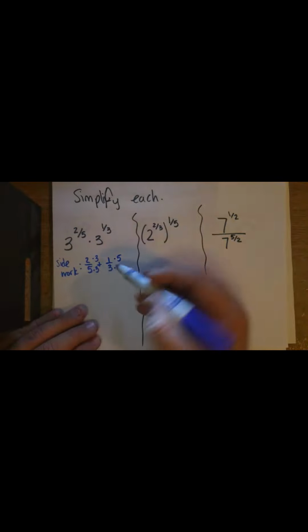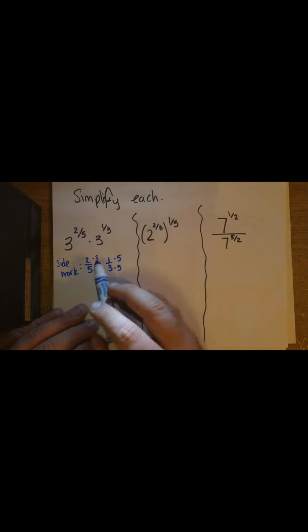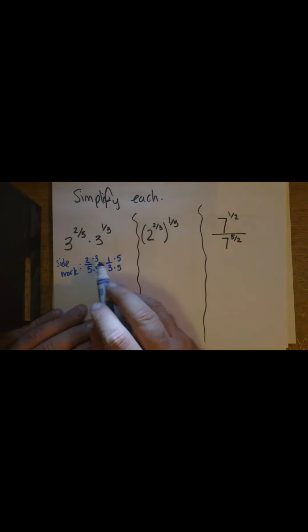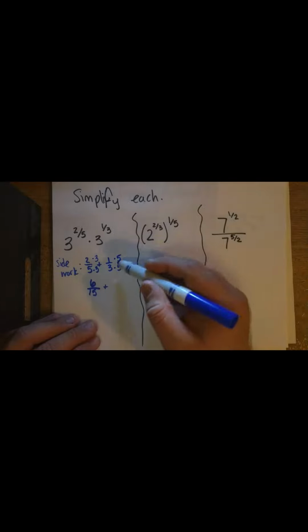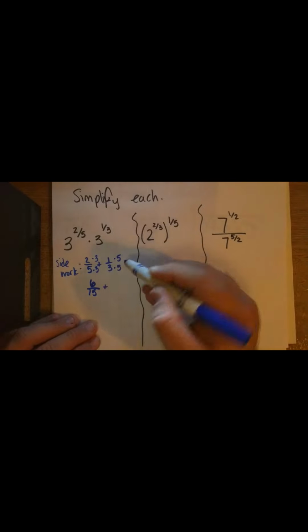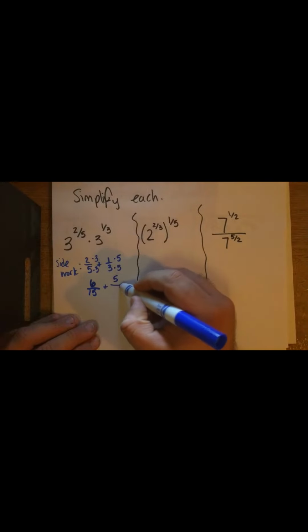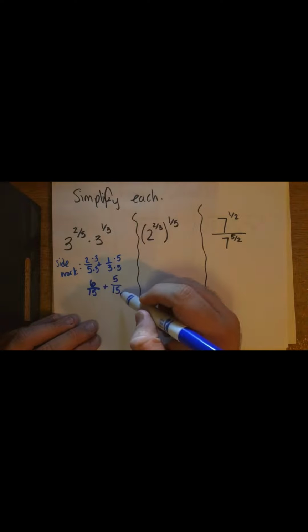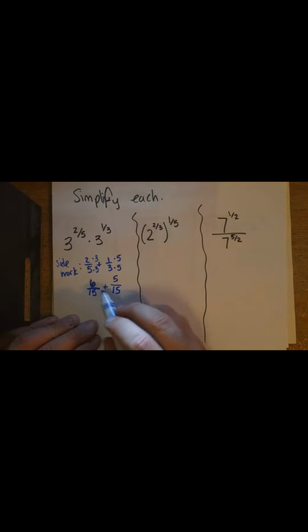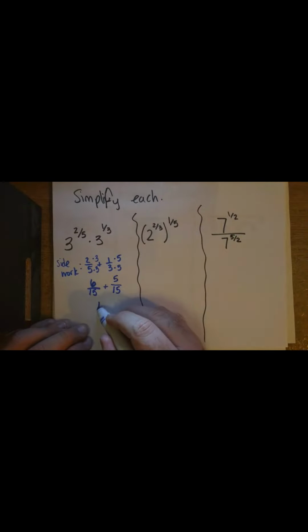So let's go ahead and bring all this down, make it look simple. In the first fraction, 2 times 3 is 6. 5 times 3 is 15. In the second fraction, I have 1 times 5 is 5. 3 times 5 is 15. And then now I can add these because they have the same denominator of 15. Well, 6 plus 5 for your numerators is 11. And then you just keep your common denominator.